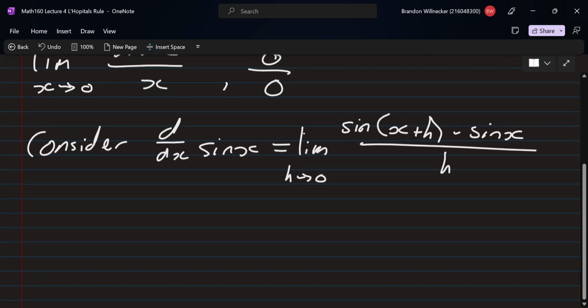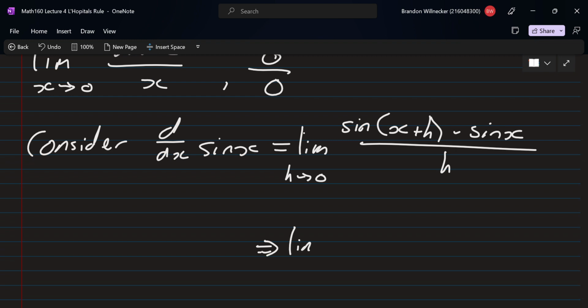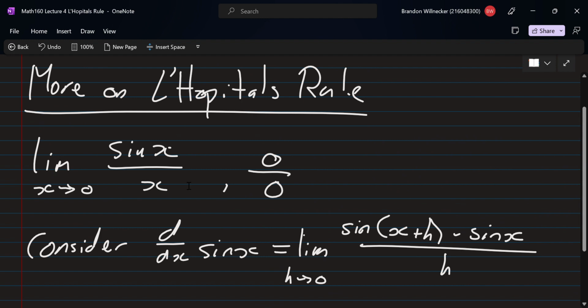This is just by first principles, but eventually we end up with the term limit h goes to 0 of sine of h over h. Just expand this out and then you'll see you end up with this term over here. So how do we evaluate this limit? Well, this is the limit that we're trying to figure out. So we have circular reasoning here.